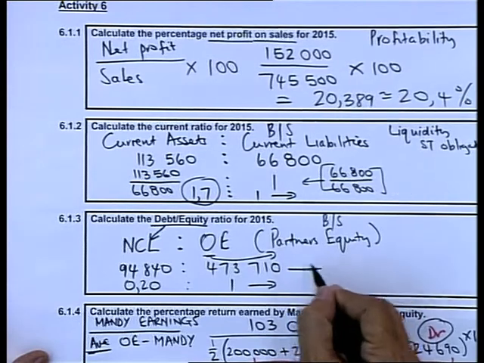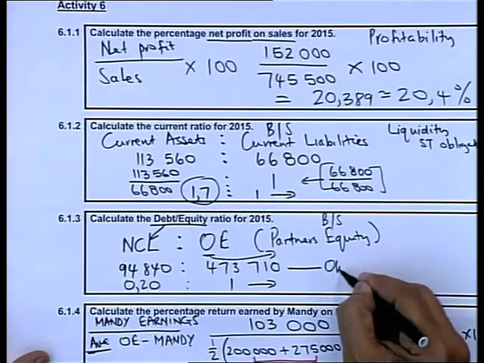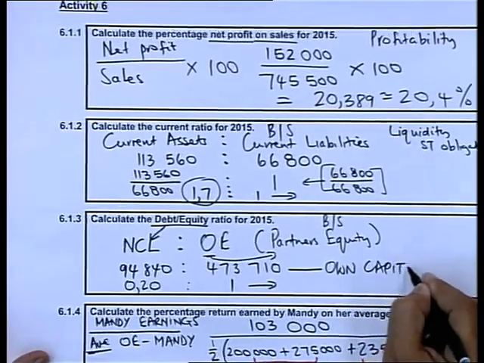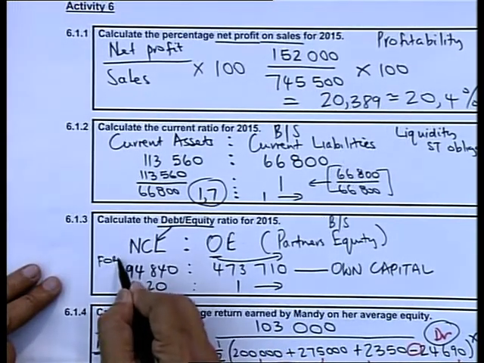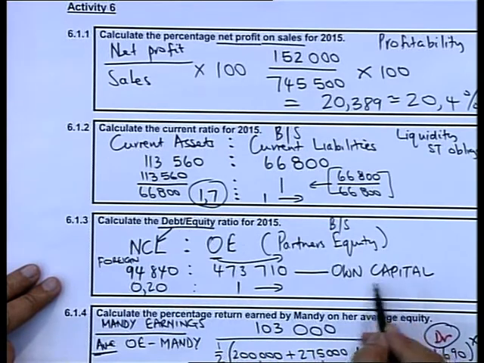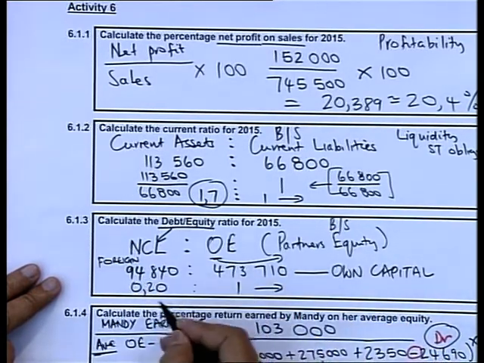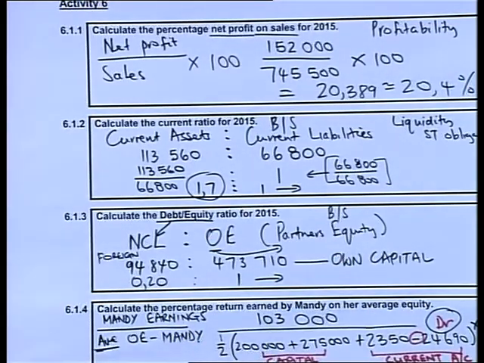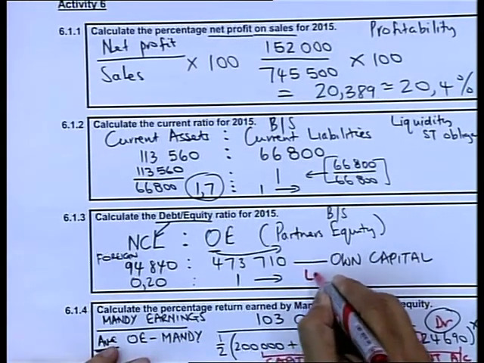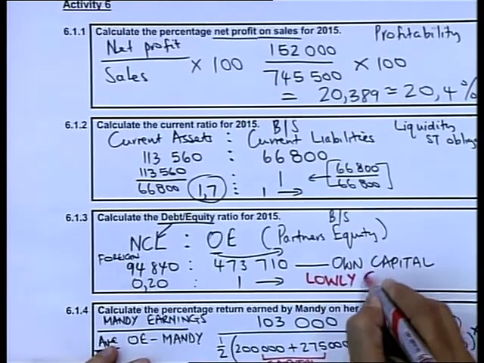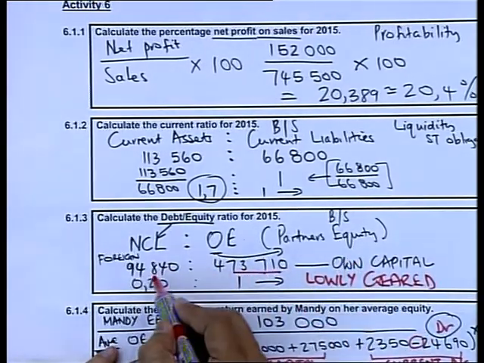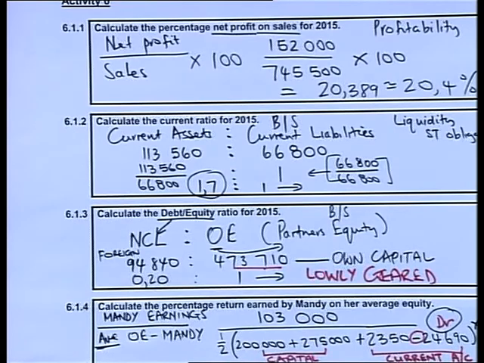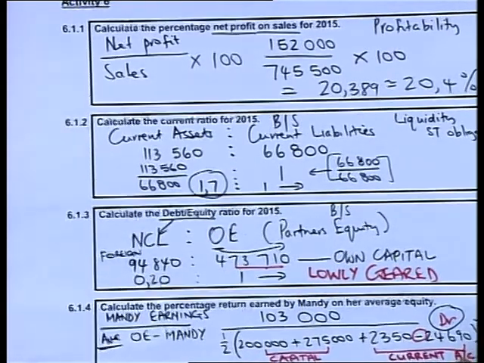Debt equity, right, what does it say? Quickly, this is the partner's own capital, so that's own capital. And the money that we went to borrow, that is foreign capital. You can see that the own capital is much more than the foreign capital. So this business is what we call lowly geared. There's no financial risk, they are lowly geared. Lowly geared means own capital is much greater than foreign capital. You can see that it's a little bit close to 5 times more.